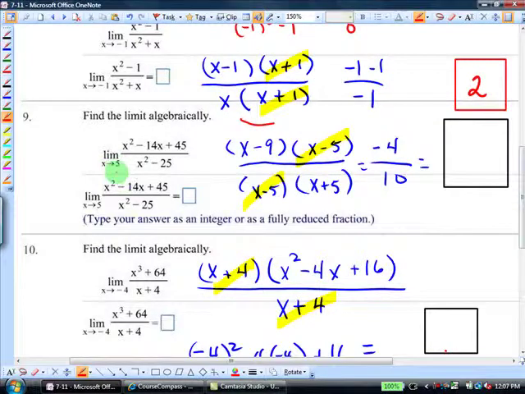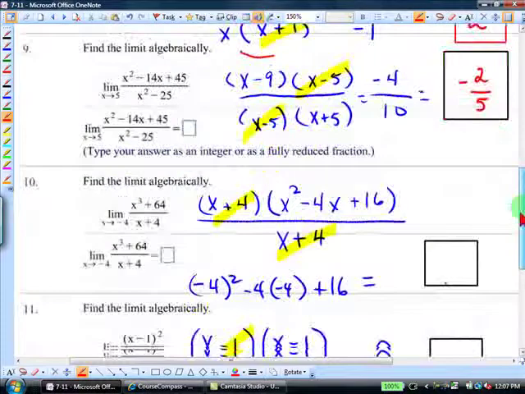All right, the limit as x approaches 5. Well, I can't plug in 5 because that would be 0 on the bottom. So factor the top. You get x minus 9 and x minus 5. On the bottom, it's x minus 5 and x plus 5. Cancel, cancel. Well, now 5 can go into this bottom part. So you have -4 over 10, which reduces to -2/5. Okay? All right.